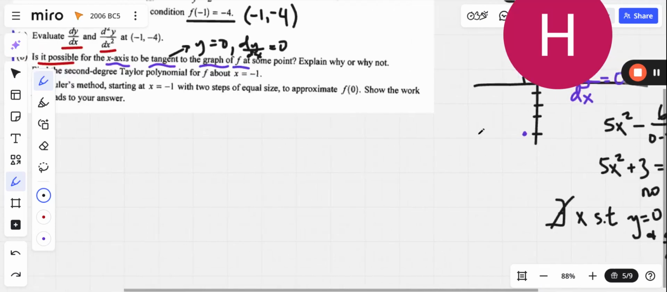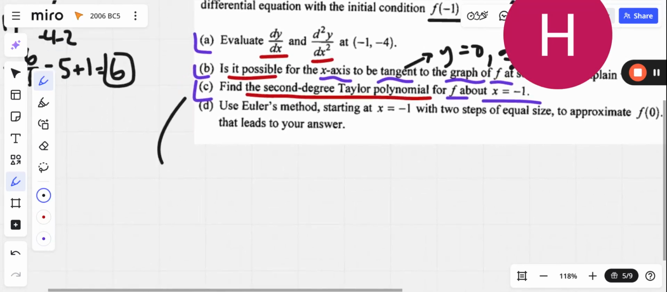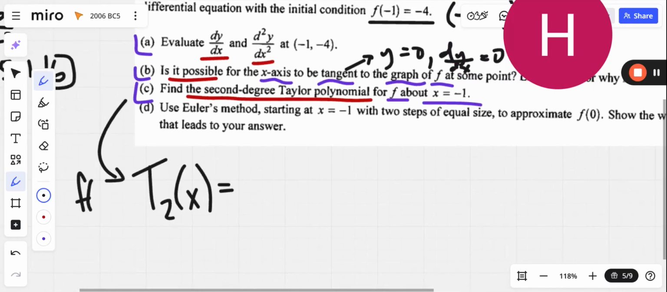Oops. All right, let's look at part C. Part C says find the second degree Taylor polynomial. Thank goodness it's just the second degree about x equals -1. First, let's write out what that looks like. We're going to call it T2 of x. And we can say that f of x is approximately this Taylor polynomial.